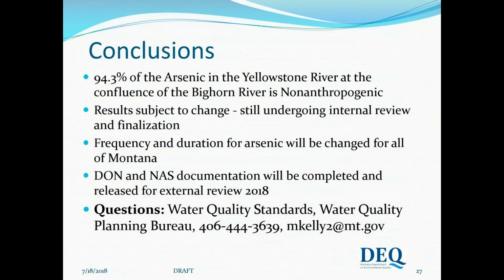Okay, so in conclusion, 94.3% of the arsenic in the Yellowstone River at the confluence of the Bighorn River is in fact non-anthropogenic, as I did show you in the DOM. These results are subject to change, and it is still undergoing internal review as well as external review and finalization. The frequency and duration for arsenic will be changed for all of Montana. As I told you, it will be the average annual concentration not to exceed the criteria. And the DON and the NASS documentation will be completed and released for external review in 2018, likely towards the end of 2018.